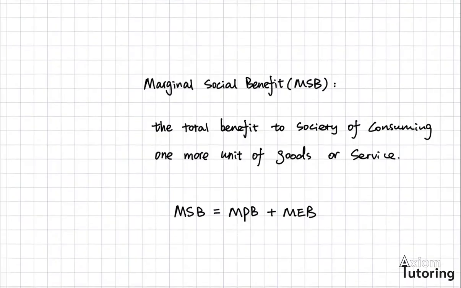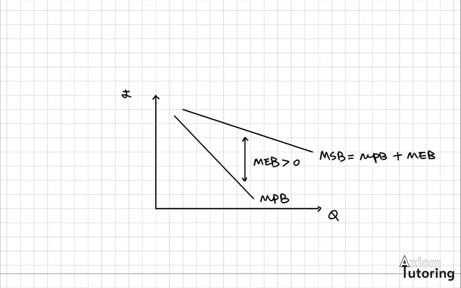Now, let's draw a diagram with marginal social benefit above marginal private benefit for every unit of goods and services. When marginal social benefit lies above marginal private benefit, there exist external benefits from consumption. Here, marginal external benefit is positive, meaning other people benefit from the consumer's consumption of the good or service. Consumers base their decisions on the private benefit, but society cares about all benefits, including those enjoyed by other people. So when external benefits exist, the buyers in the market will typically underconsume the good.